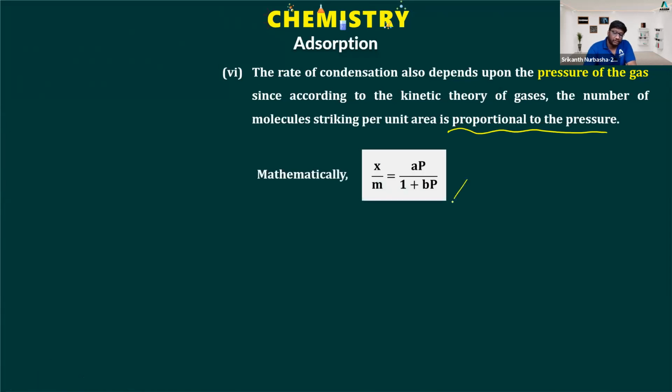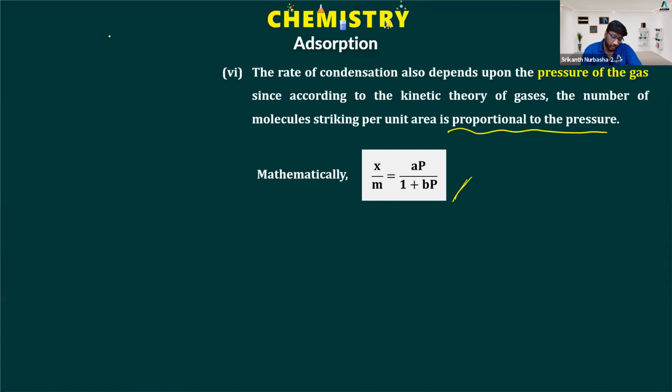And mathematically, the formula can be given as x/m, the extent of adsorption, equals a·p divided by 1 plus b·p, where a and b are constants. Is that clear? Yes. But we can actually understand how this equation can be obtained.